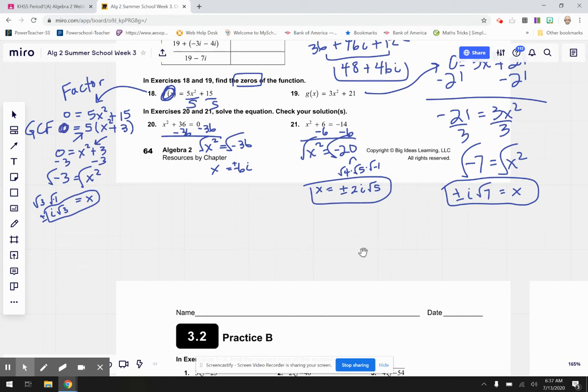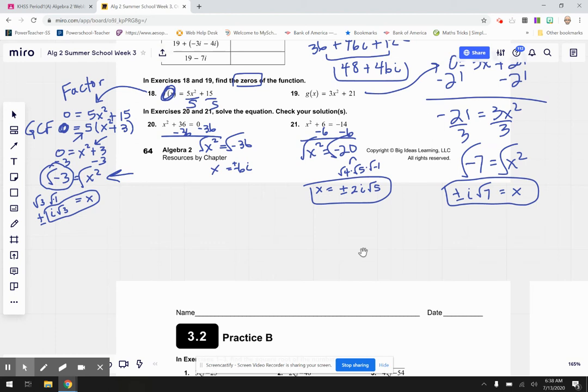So I subtracted 3 on both sides, square rooted both sides right here. But again, you got a square root of a negative here, so you're going to end up with an i in your answer. And square rooting both sides means you need the plus and the minus. You need a plus or a minus answer. So a positive squared is a positive, and a negative squared is also a positive.